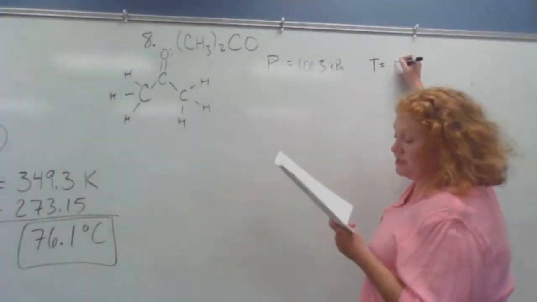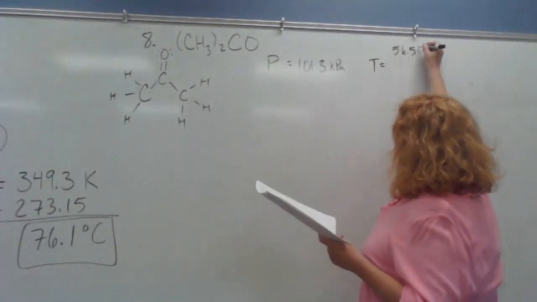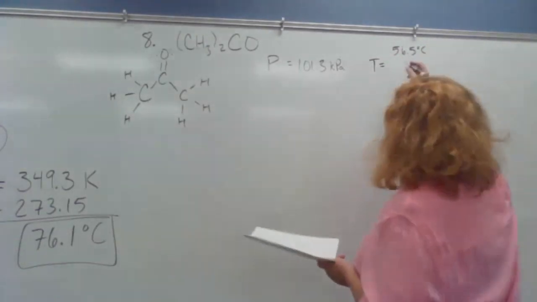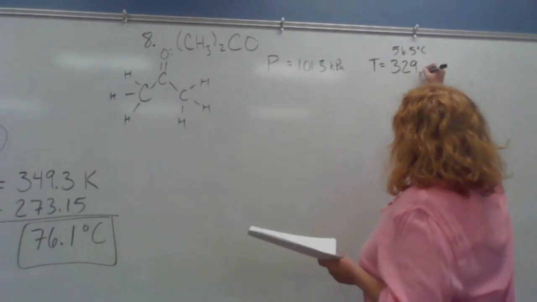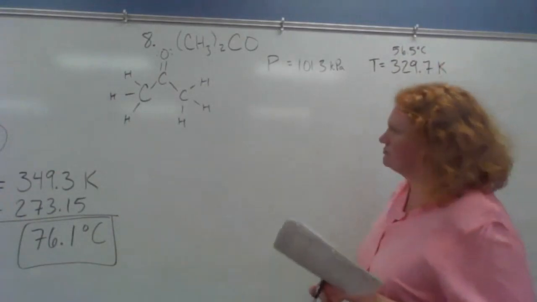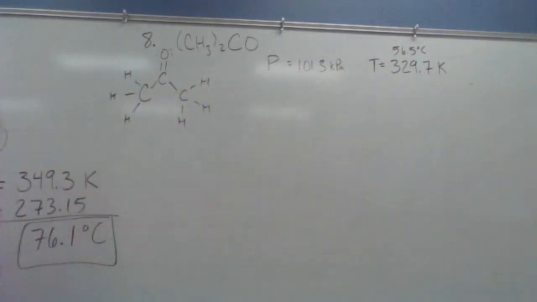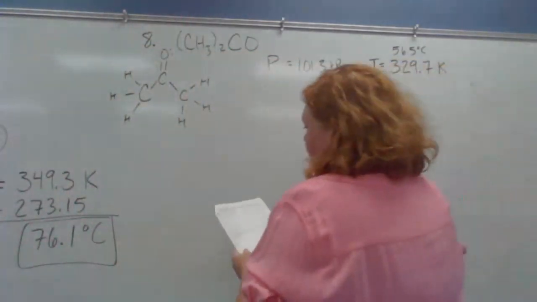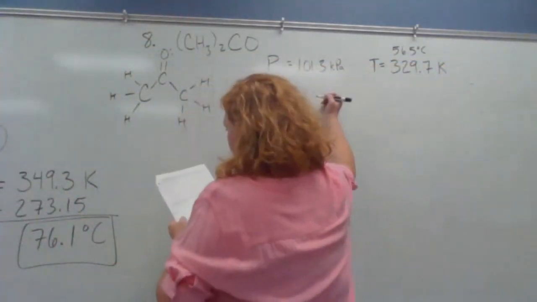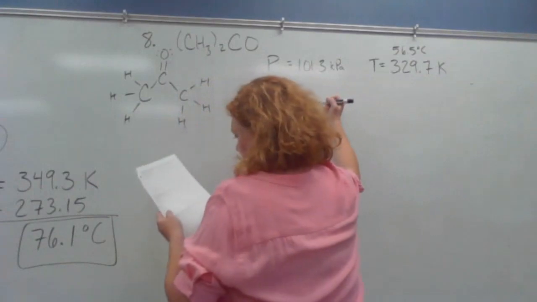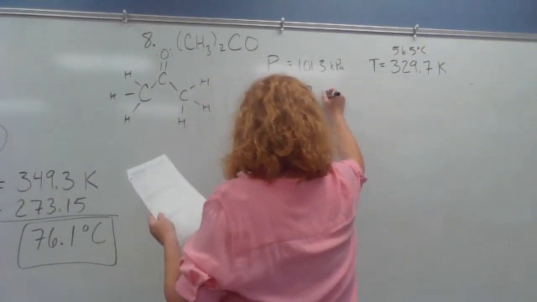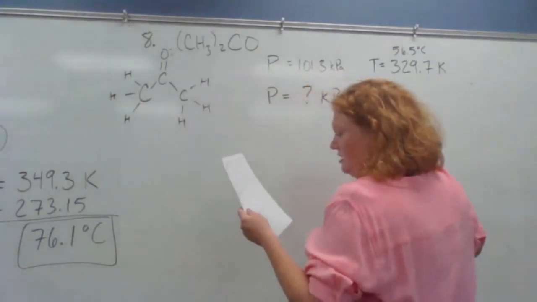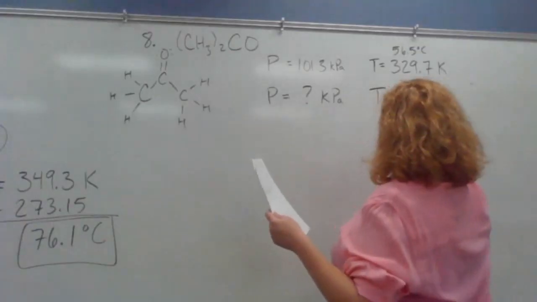Normal boiling point temperature 56.5. What is that right away in Kelvin? 329.65. Right away. Always just immediate, automatic. Now change it to Kelvin. What is the vapor pressure? So I'm obviously looking for my other P value. Okay, I'm looking for another P value. What is the vapor pressure at 25 degrees C?